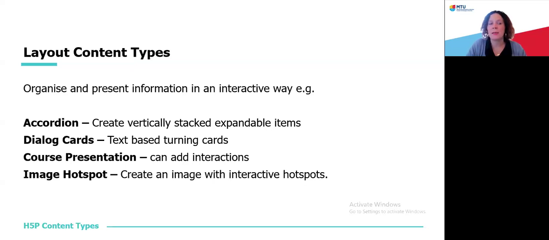And I suppose that's what I'm trying to encourage people to do, is just try out one or two things to get used to the H5P content editor and build up a bit of confidence, and take it from there, really. Some other layout content types are the dialogue cards, which are text-based turning cards. You've got the course presentation, as I mentioned earlier, where you can add interactions. You have the image hotspots, where you can upload an image and add hotspots to it. So it's a nice way of not just having text down the page. It's an interactive way for the learner to engage with the content.